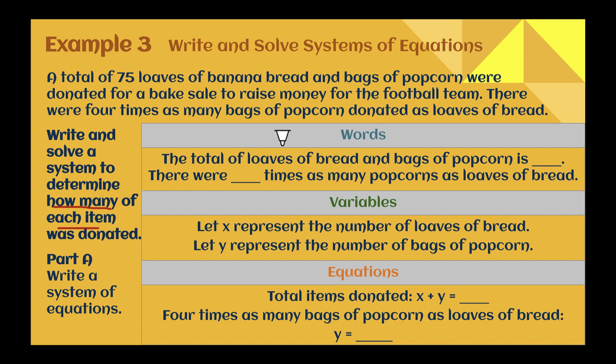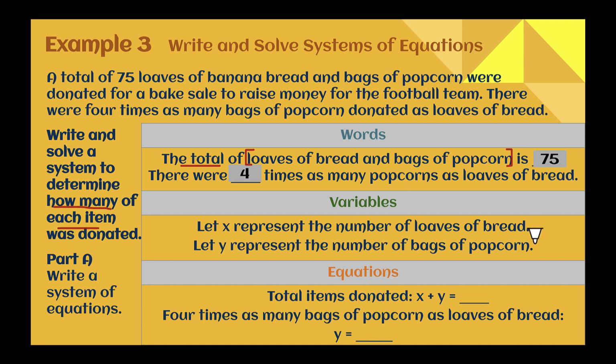Here, our clues to figure it out are slightly different. And this is a common format to try to figure stuff out. It tells us the total for these two things, loaves of bread and bags of popcorn. Altogether, there were 75 items that were donated. So if we combine them both together, all the items was 75. That's a very common thing to see. We also are told there were 4 times as many popcorns as loaves of bread.